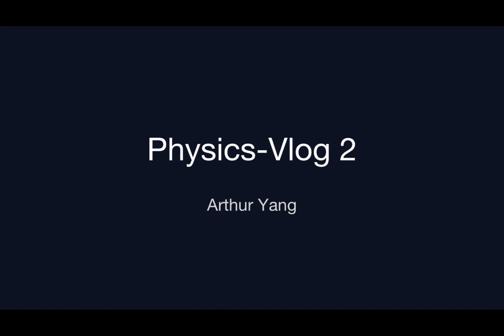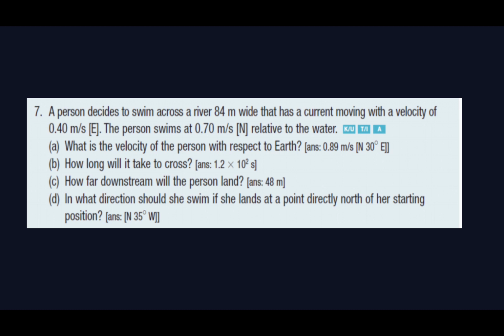So this video will be all about my second vlog of my SPH4U course, and the main content of this video is to explain one question, which says a person decides to swim across a river which is 84 meters wide that has a current moving with a velocity of 0.4 meters per second moving east. So east and west is the x component, the direction, right?